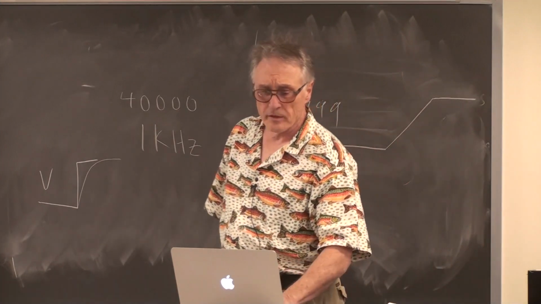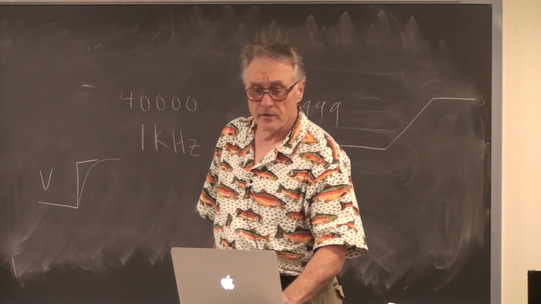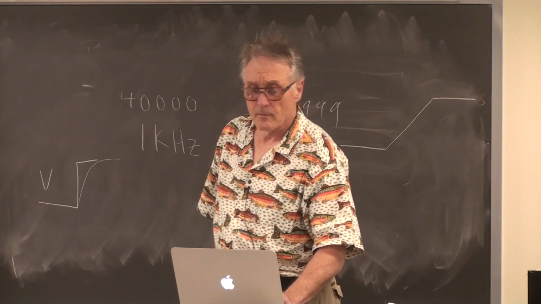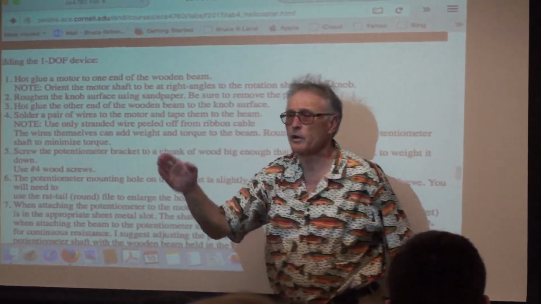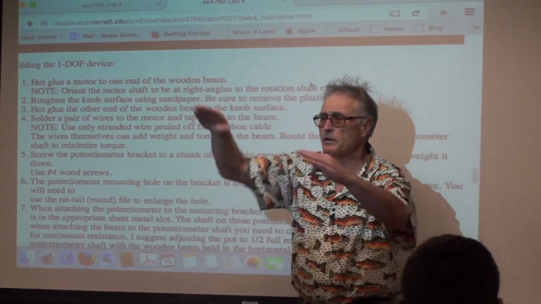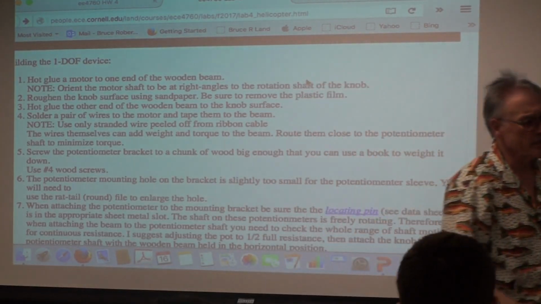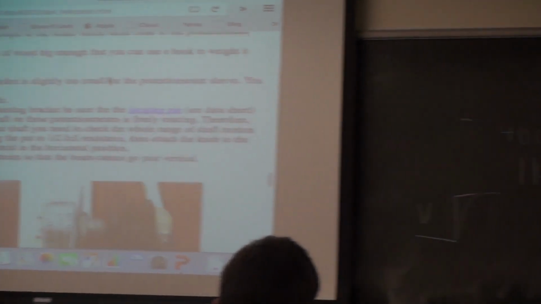I changed one thing today that I think makes it easier. And it's not here yet, so let me reload this. Now it's here. Hot glue the motor to the beam before you put the knob on. That way you can lay them both flat on the tabletop. It's easier to hot glue. So I changed the order of the knob and the motor being glued on. But from what I've seen, it's straightforward if slightly time consuming.